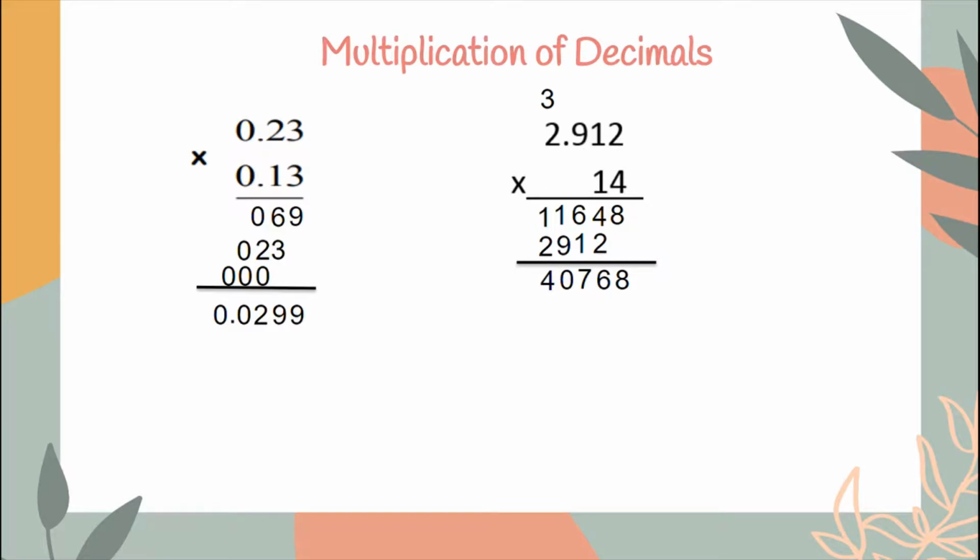Let us count. How many decimal places do we have? 1, 2, 3. So we have 3 decimal places. Let us put this one in our answer, in our product, 3 places to the left. 1, 2, 3. So the position of our decimal point is here, between 0 and 7. Okay, so multiplication of decimals is easy as 1, 2, 3.